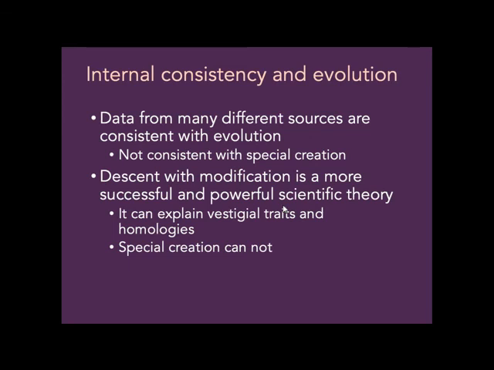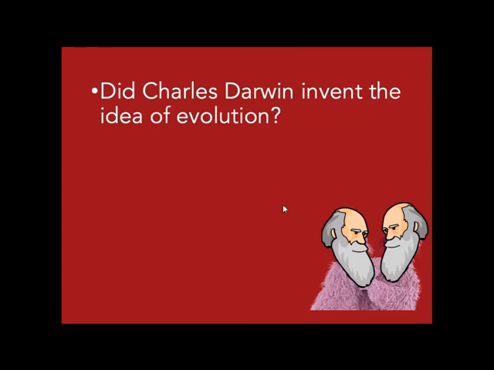Descent with modification is a more successful and powerful scientific theory than the theory of special creation because it can explain things like vestigial traits and homologies. And so I just want to bring up this idea here. Did you guys know? Did Charles Darwin invent the idea of evolution?